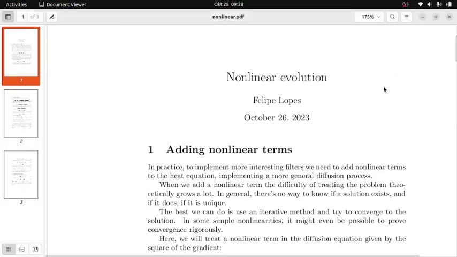Welcome to the latest video in our series on image diffusion filtering. In the last few videos we saw many different ways to solve the heat equation, either in one dimension or in two dimensions, and either exactly with the Fourier transform or with approximate methods using implicit or explicit methods, or a mix between the two, like the Crank-Nicolson, or the ADI for the 2D case.